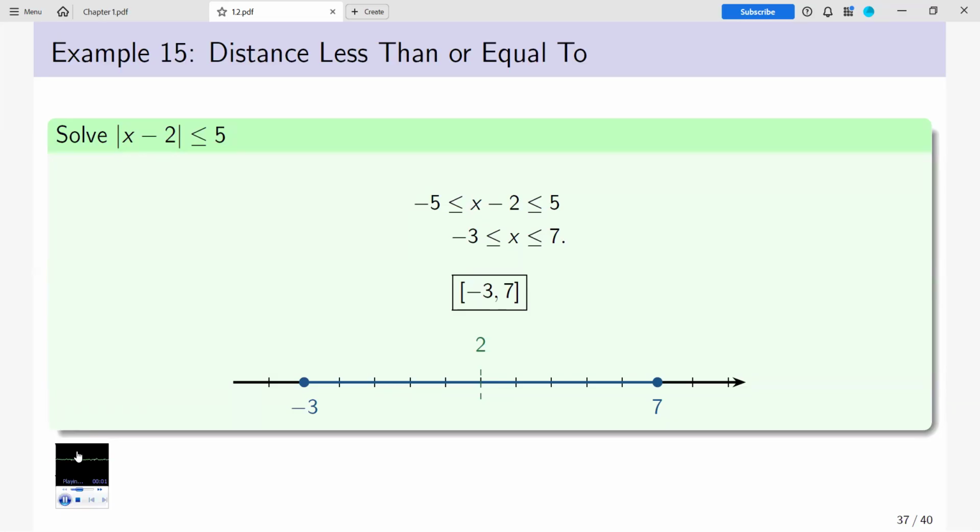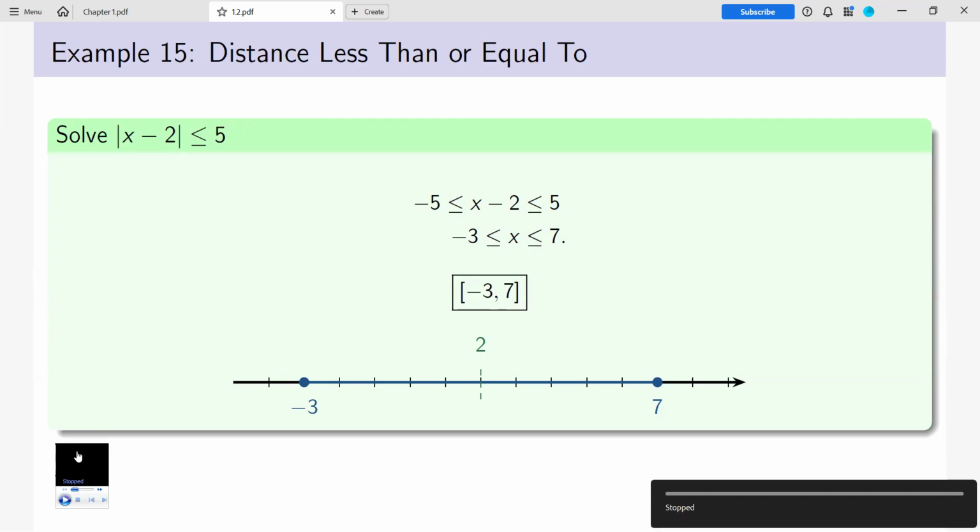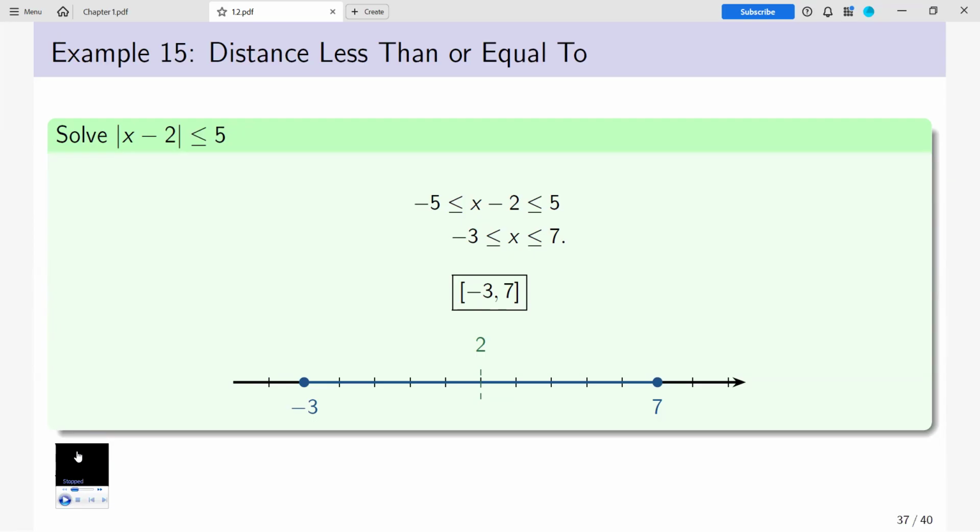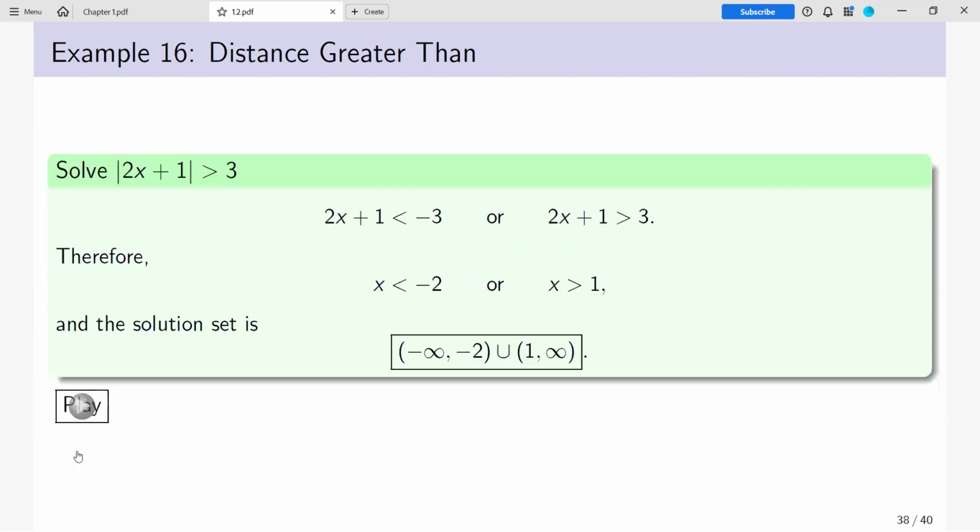This expression asks for all values within 5 units of 2. Greater than produces 2 outside regions, so we solve 2 separate inequalities joined by or.